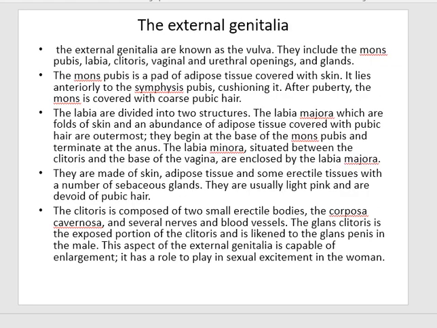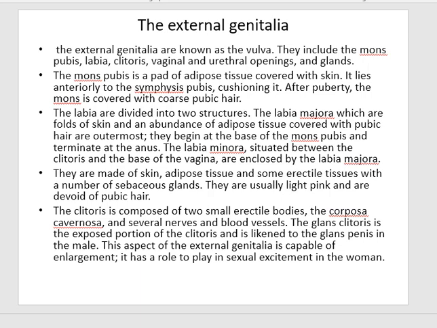The external genitalia are known as the vulva. They include the mons pubis, labia, clitoris, vaginal and urethral openings, and the glands. The mons pubis is a pad of adipose tissue covered with skin. It lies anterior to the symphysis pubis, cushioning it. After puberty, the mons is covered with coarse pubic hair.